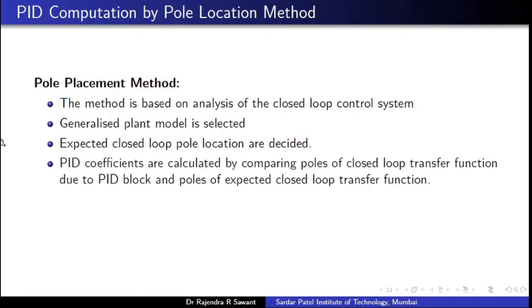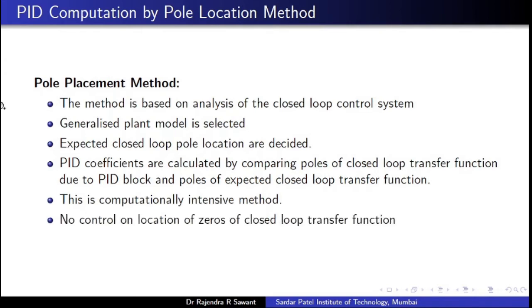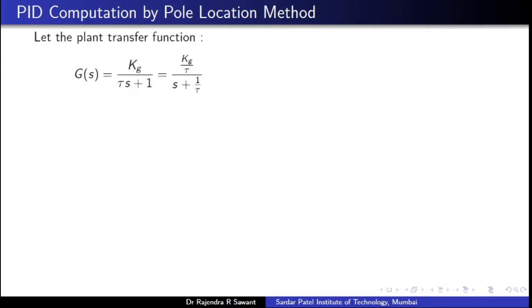Then PID coefficients are calculated by comparing the poles of the closed loop transfer function due to the PID block and the poles of the expected closed loop transfer function. This is a computationally intensive method, and there is no control on the location of zeros of the closed loop transfer function. These are some of the limitations of the pole placement method. Now we shall see this method, and we shall begin with a single pole transfer function.